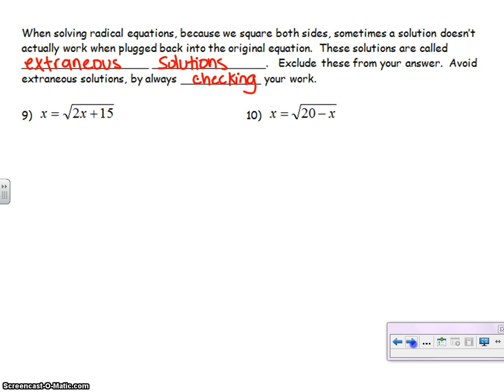Okay, so when we look at number 9, we see we have a variable on both sides of the equation. So when we square both sides, we get x squared equals 2x plus 15. Now we have a quadratic because we have something to the second power, so we're going to go ahead and set this equal to 0. And when we do that, we have x squared minus 2x minus 15 equals 0.